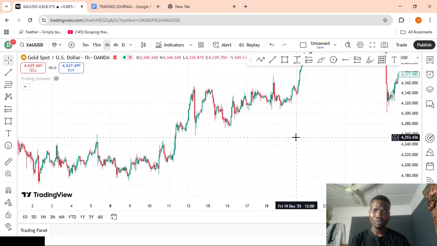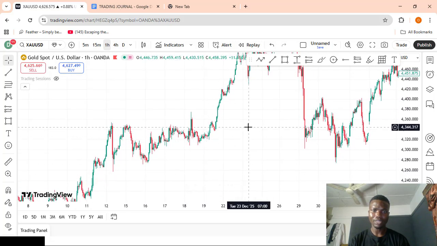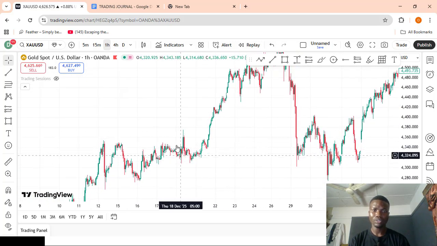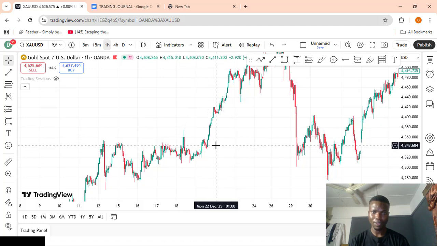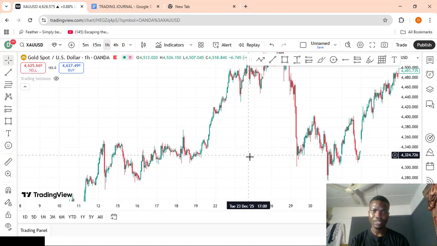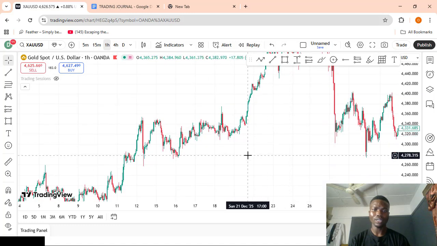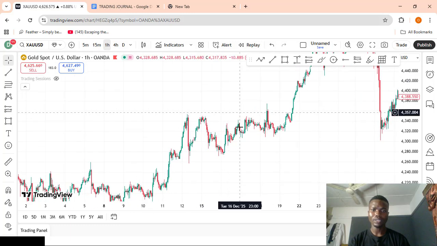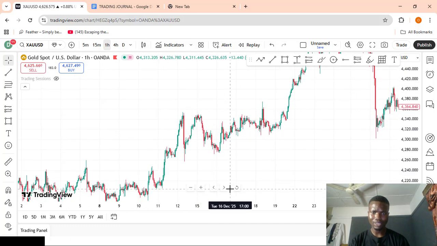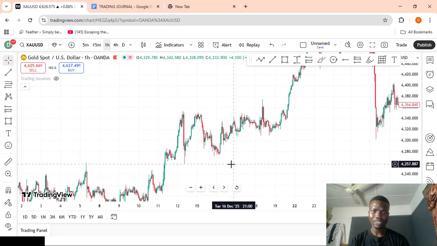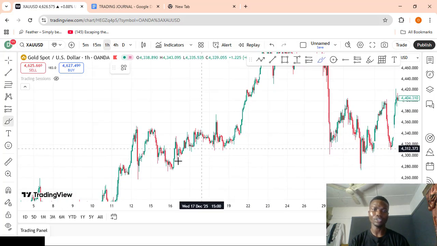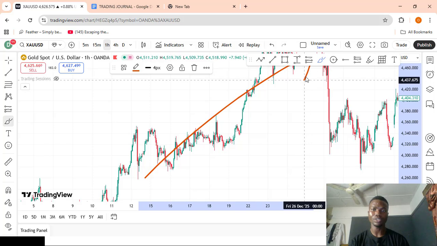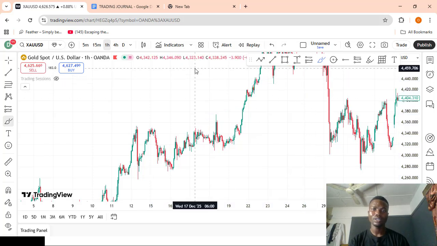So what we can see in the market right now is that, let us start from this range. Right now, this is in 1 hour, and we can see that the market is in an uptrend. The market is buying upward.